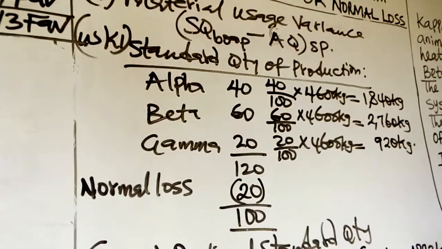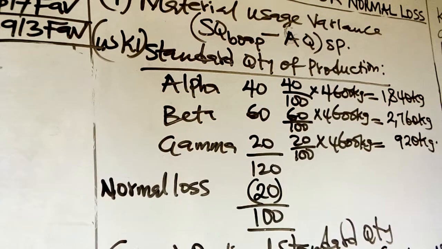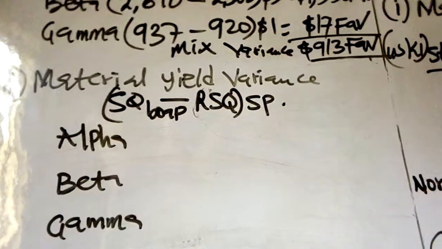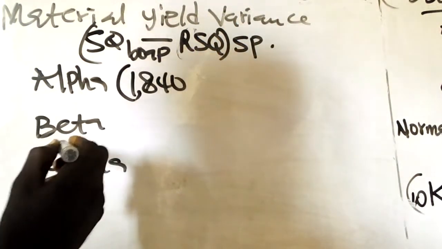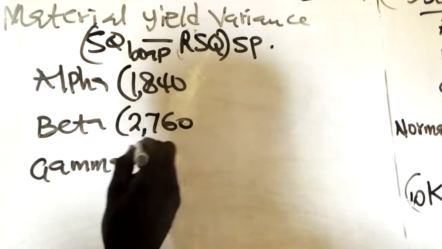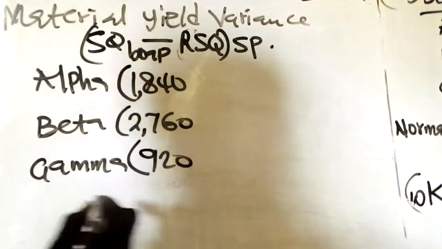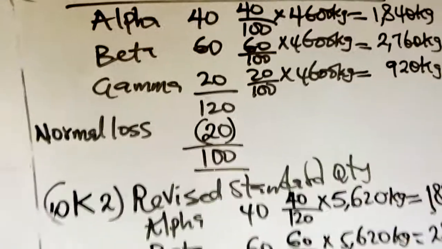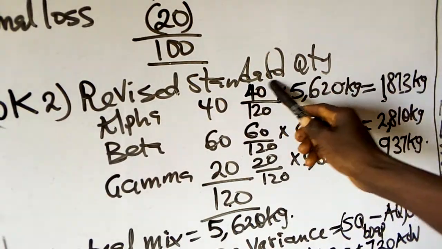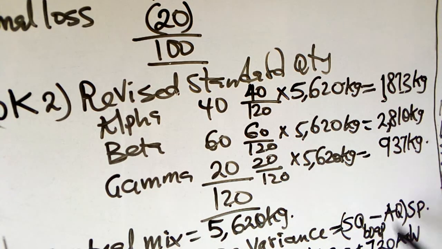The standard quantity of production for alpha 1840, for beta 2760, and gamma 920. That is the standard quantity based on actual production. So alpha 1840, beta 2760, gamma 920 minus revised standard quantity. We have equally determined that revised standard quantity for alpha 1873, beta 2810, and gamma 937. That is our revised standard quantity.